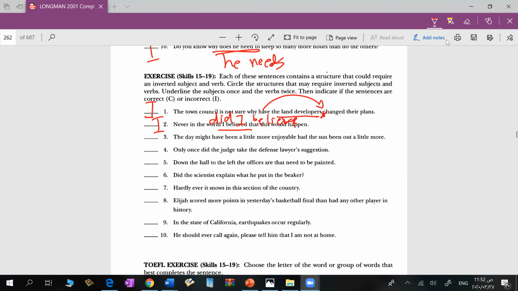Okay, number 3, Dr. Isra. The day might have been a little more enjoyable had the sun been out. What do you think? Incorrect. I think it's incorrect. Okay, might have been had the sun been. What does that mean? It is an if conditional, correct? If is omitted and we have inversion. So this is correct.